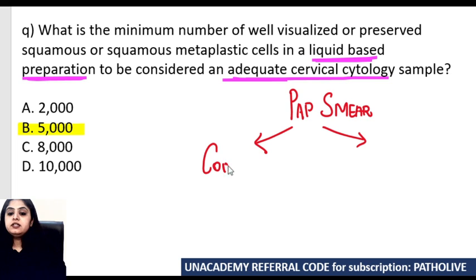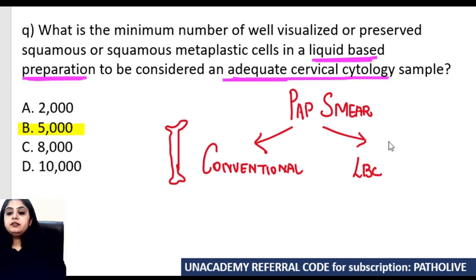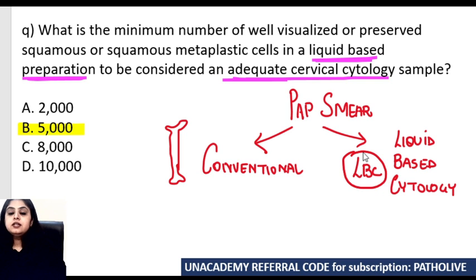Have I gone in with the conventional technique? Conventional technique includes that famous Ayre spatula that you use for taking the sample. Whereas have I gone for something called LBC? LBC means liquid based cytology. Have I used a container with a liquid? Have I used a broom for taking the pap smear? So liquid based cytology is obviously the advancement. It is always better than conventional. It's giving me better results nowadays.